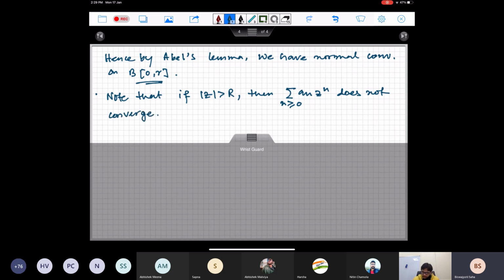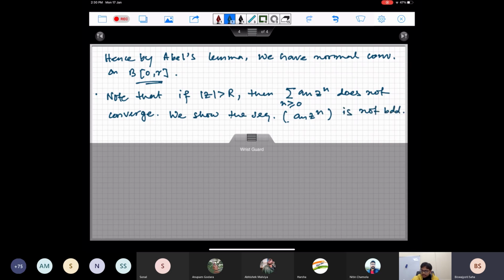I want to show that this does not converge. Now what we can do is the following. We can say that this does not converge for a very simple reason. I will say that the individual terms over here, that sequence itself, is not bounded. So if the sequence itself is not bounded, then it's not possible that our sum can be convergent. So we show the sequence a n z power n is not bounded.